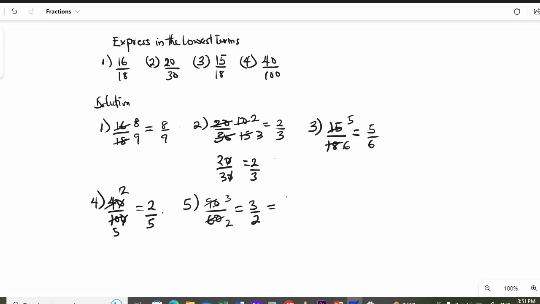We say 3 divided by 2, that's 1. We retain the denominator, and then it has a remainder of 1, right? So we just simply write it as 1 whole number, 1 over 2, or 1.5.